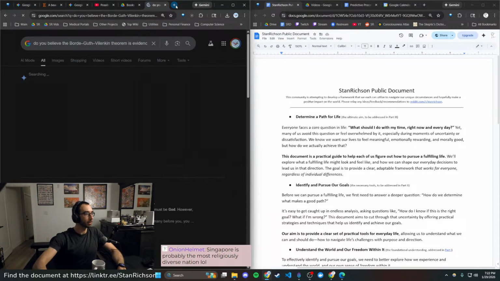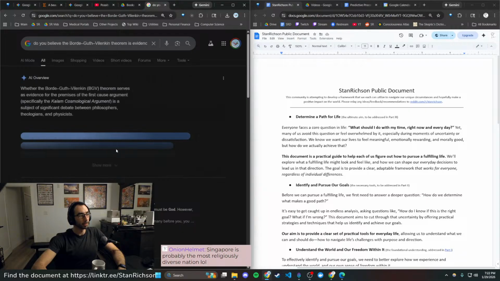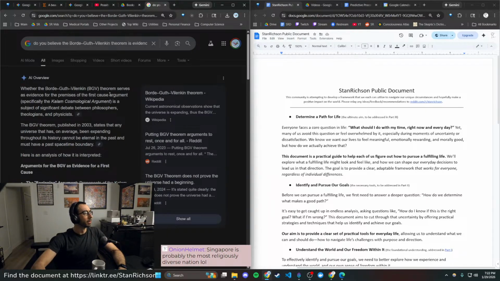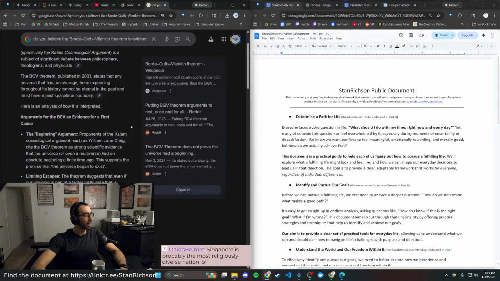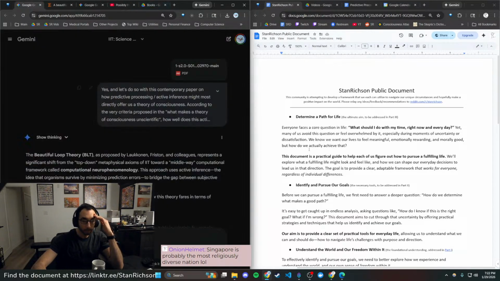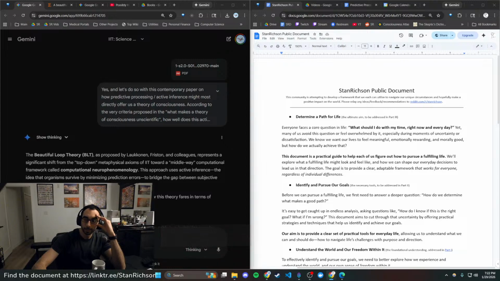We don't even have to go into this. I think it's got the conclusion as evidence for the premises of the first cause argument, which is a subject of significant debate between philosophers. This is another instance where it's going to be a semantic argument that makes sense, right? The argument's going to feel logical because the words are used in such a way that they can logically lead to the conclusions that you have.